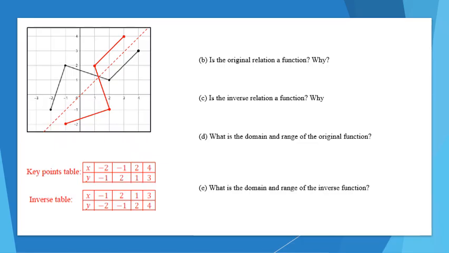And so is the original relation a function, and why? The original relation is a function, right? If we just take a look at that black, the black passes the vertical line test everywhere. And so this should be yes, it passes the vertical line test.